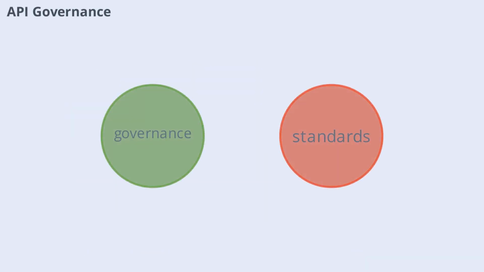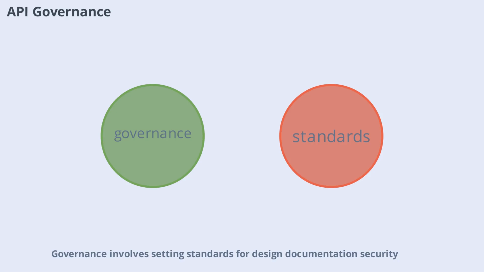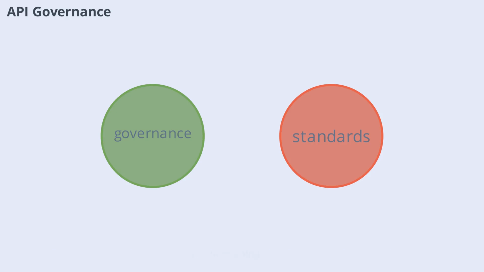As your API ecosystem grows, governance becomes important. Governance involves setting standards for design, documentation, security, and versioning. It ensures consistency and quality across all APIs in your organization. Good governance helps teams collaborate effectively and scale APIs without chaos.